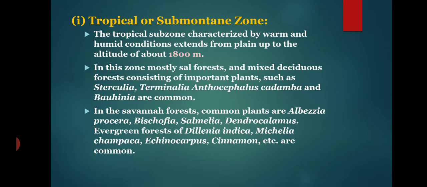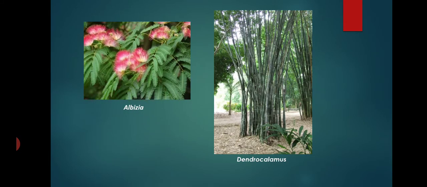Okay, and in the tropical or submontane zone, the altitude is 1800, and in this zone mostly sal forest and mixed deciduous forest. That is, it includes tree species like Sterculia, Terminalia, then Anthocephalus kadamba, that is Kadambu Maram, then Bauhinia are common, Albizia procera, then likewise Dendrocalamus, that is the bamboo species, then Michelia champaca. So many are similar because the height is 1800. Here we can see two examples, that is Albizia and Dendrocalamus.